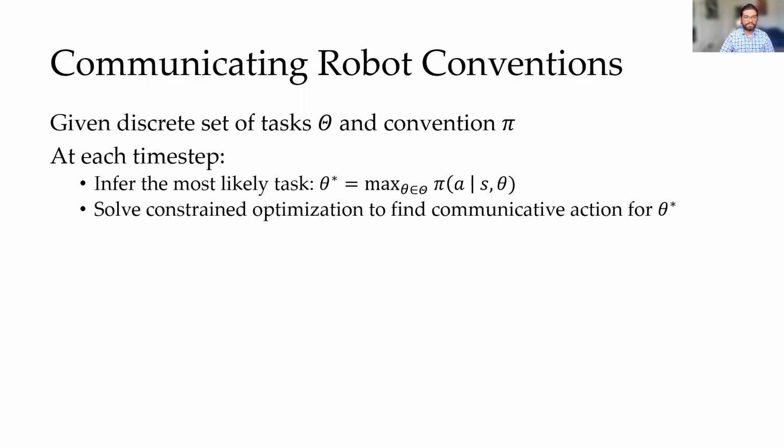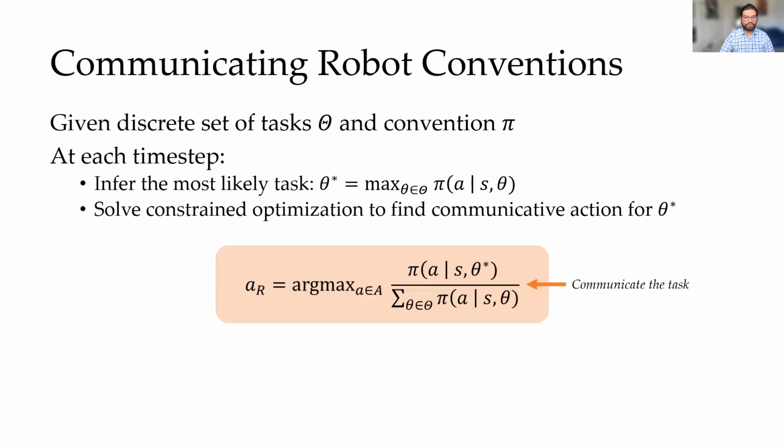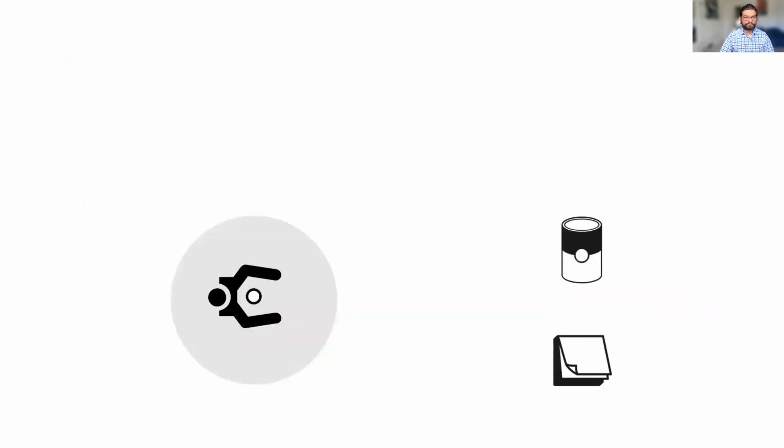There are two main parts to this optimization. First, the robot needs to figure out what action it needs to take to communicate its convention. And second, it needs to ensure that this communicative action does not hinder the robot's ability to actually complete the task. To understand the importance of each component, consider the scenario shown here.